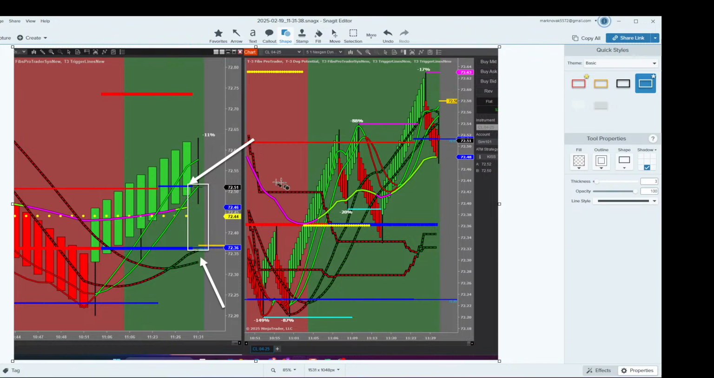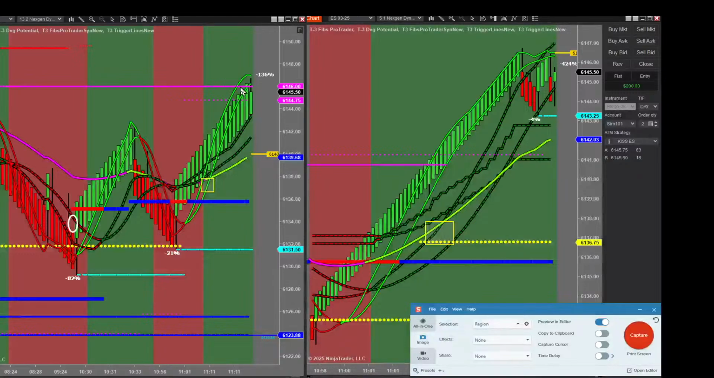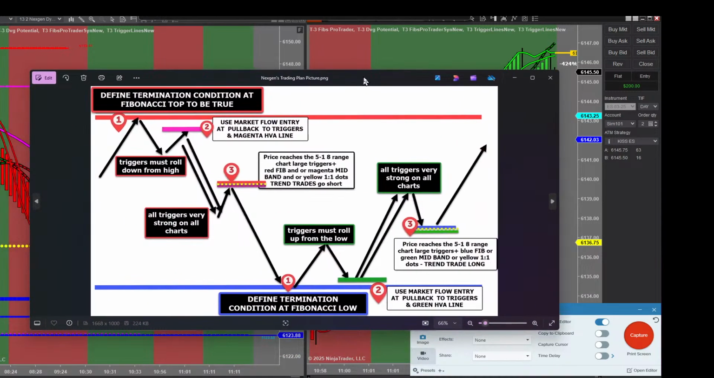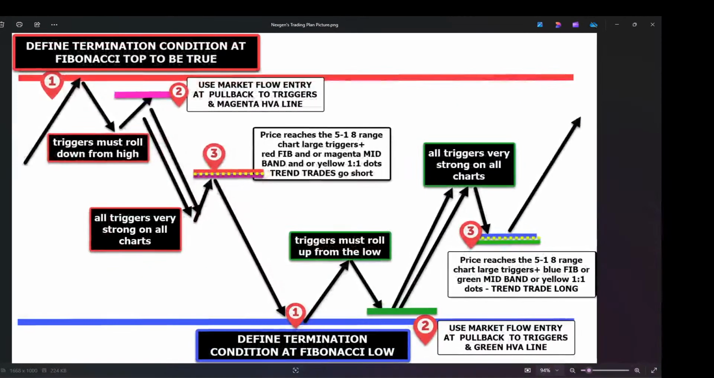So, guys, anytime price reaches a Fibonacci area and the large triggers are at the key area. Pretty cool, right? Whoa, I just lost my connection. You know, Nexgen's plan's been consistent for the last 20 some odd years. I'm back now. Yeah, my connection blinked. I heard Ninja Trader tell me. Sorry, is everyone good? You got me? I'm back now.